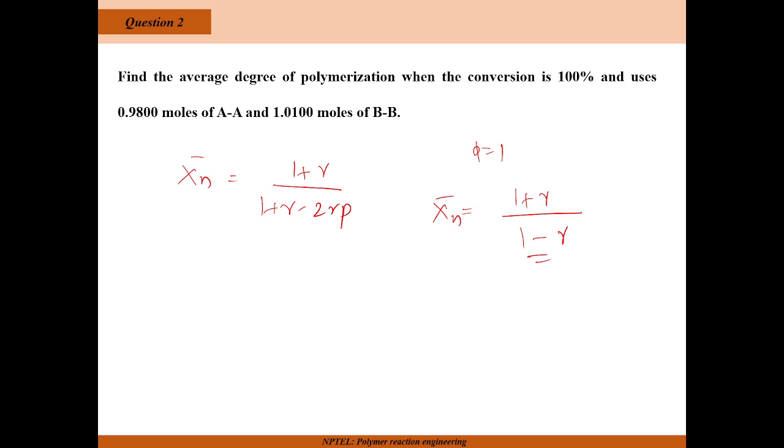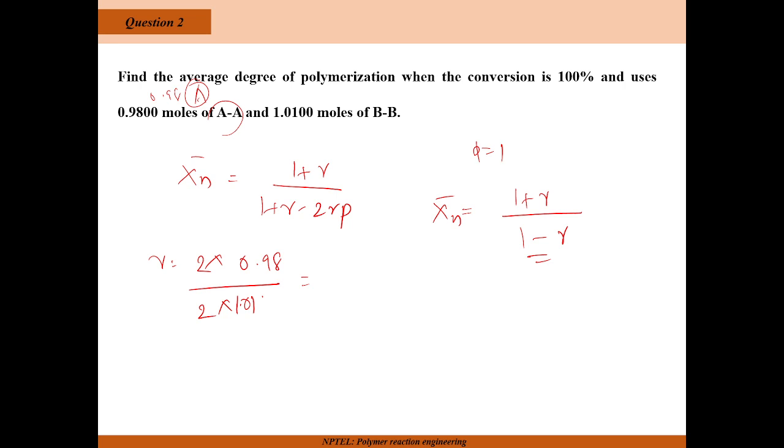To proceed further, we need to know what r is. R here is the stoichiometric ratio. It is an AA molecule, and there are two A parts in it. The moles of A is 0.98, and there are two A's per molecule, so in general we write it as 2 times 0.98 divided by 2 times 1.01.